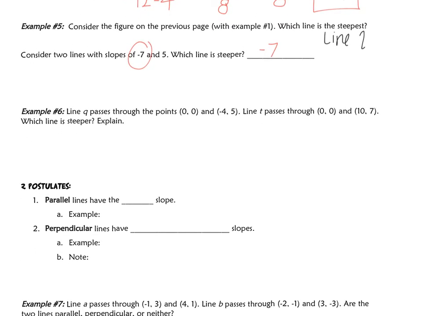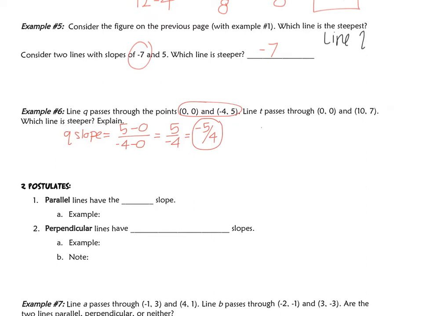Okay, example 6. Line Q passes through the points 0, 0 and negative 4, 5. Line T passes through the points 0, 0 and 10, 7. Which line is steeper? Explain. So for both cases, we're going to have to find the slope and then compare the slopes. Q slope. I'm going to use these 2 points. So I'm going to do 5 minus 0 over negative 4 minus 0, 5 over negative 4. So my slope is negative 5 over 4 for my line Q.